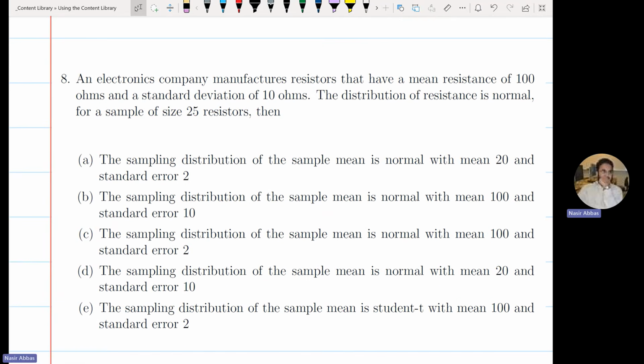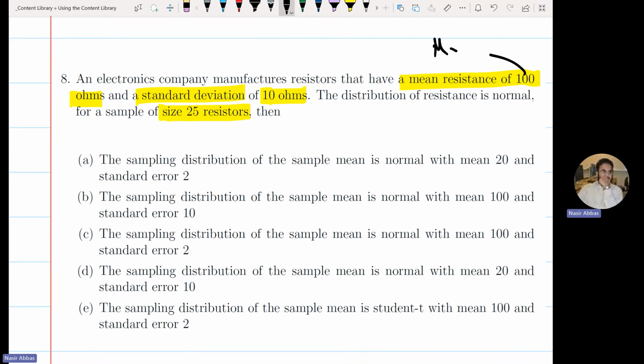This is term 233, question number 8. An electronic company manufactures the resistors that have a mean resistance of 100 ohms. This is mu. And the standard deviation is given to be 10 ohms. This is sigma. The distribution of the resistance is normal, and the sample size of 20 resistors is 25. N is 25. So what is given to you?